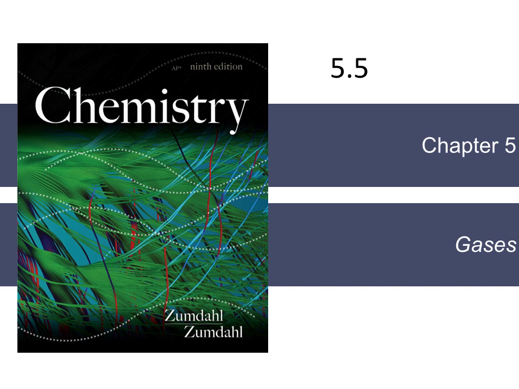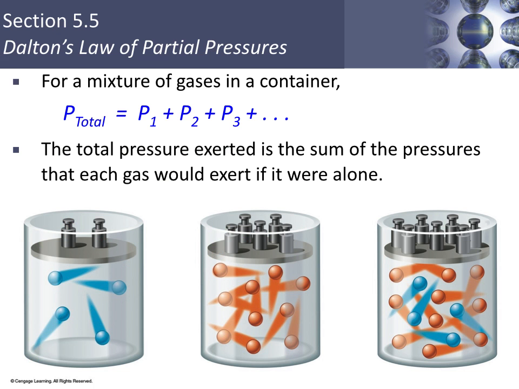Next up in Chapter 5 is Section 5, which deals with Dalton's law of partial pressure. Dalton's law of partial pressure says that the total pressure of a mixture of gases is equal to the sum of the pressures that each gas would exert if it were alone. So the total pressure equals the sum of the individual pressures of the gases.